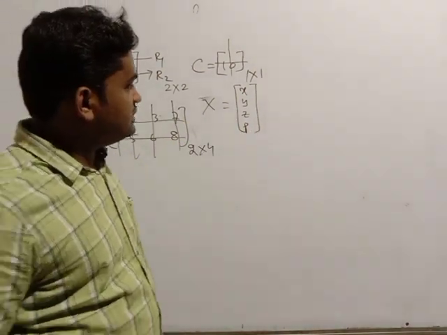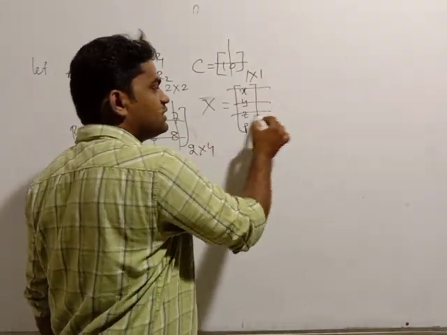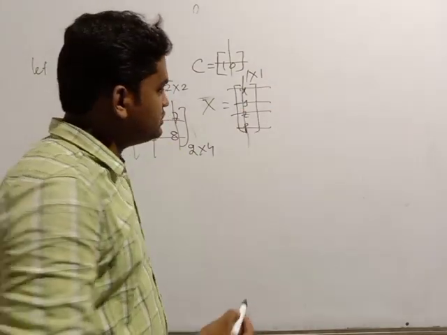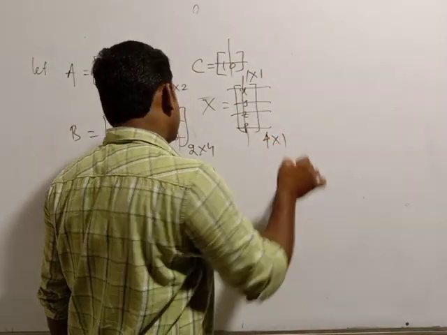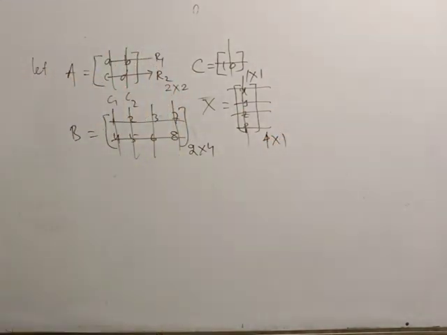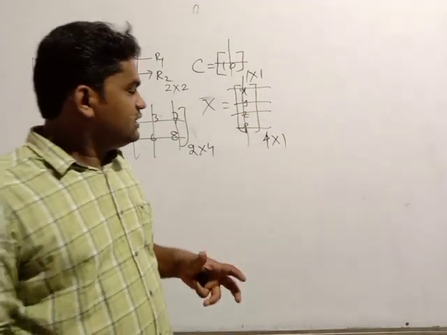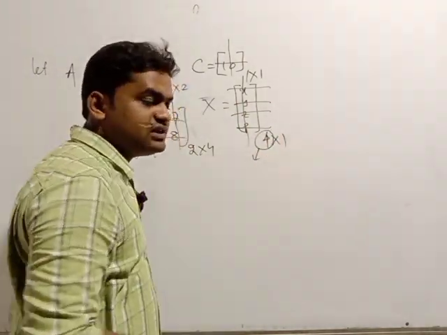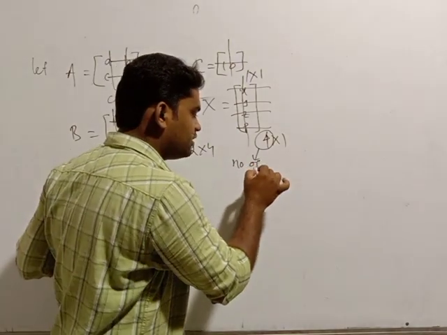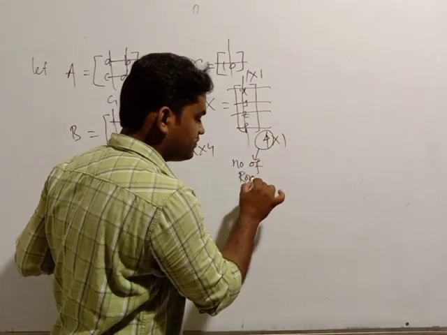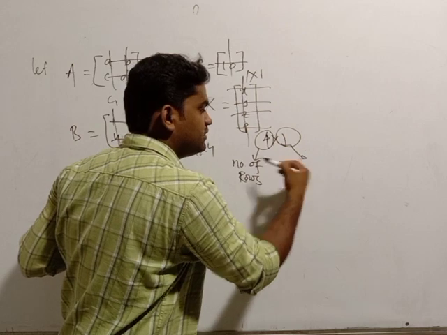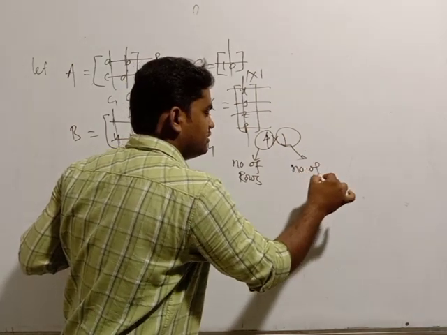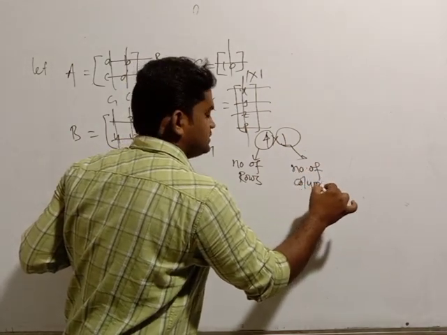So look at here, there are four rows and a single column. So its order is 4 by 1. So this is all about the order of a matrix. And again I am repeating here, this first number represents the number of rows, and the second number represents the number of columns of the matrix.